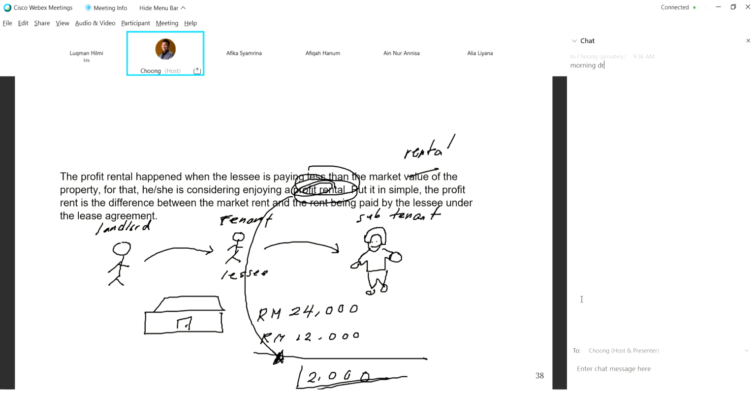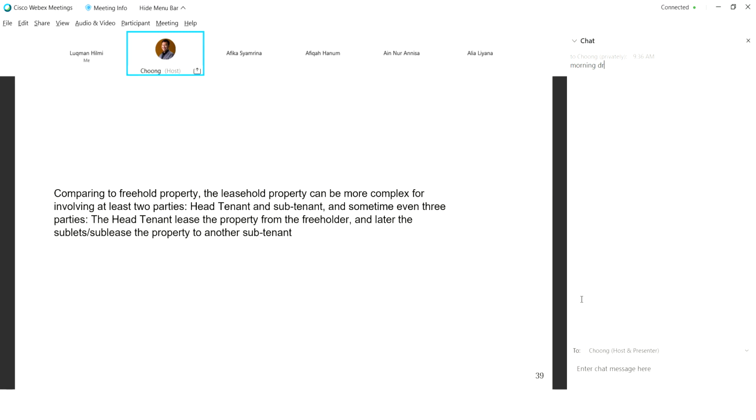Ini berlaku sebab yang landlord dia rent property kepada seorang tenant ataupun yang lessee lah, yang mana dia sebenarnya dapat kontrak sewaan ni much more cheaper than the market rental, and then she re-rent to another person, so-called subtenant, and then subtenants would rent it actually at a much higher rental than the head tenant himself. So the head tenant can make some profit from that.